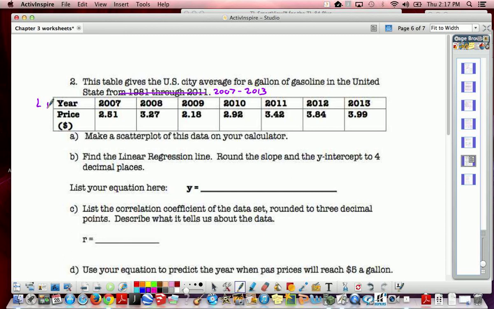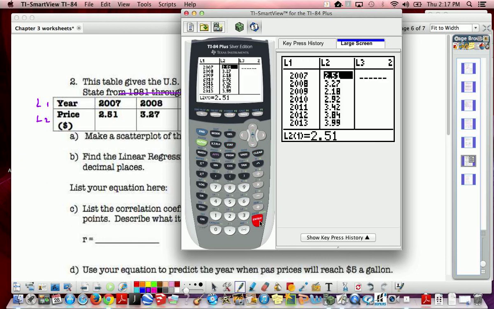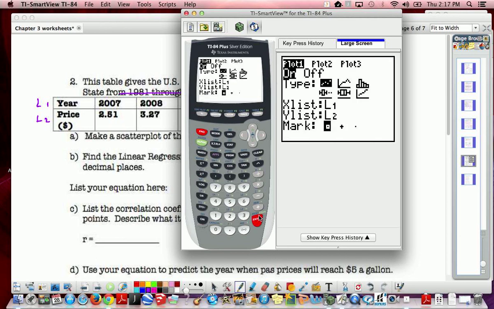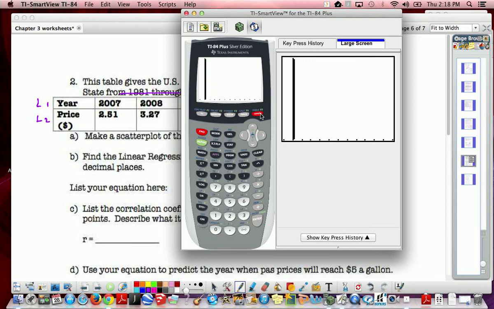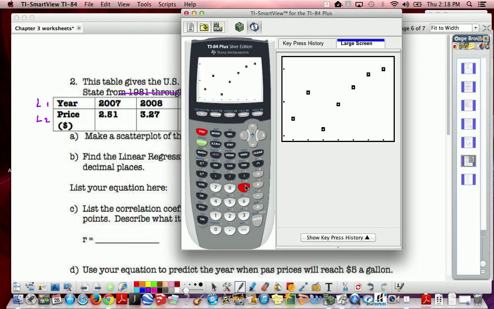So again, enter your data into list 1 and into list 2. You may want to pause the video for a second here. Now, just to show you how I've entered in my data already, if I go to Stat and Edit, my data is already in here. To do the stat plot, I'm going to go to the first one. Mine was on from the last problem that we just did. So I can go ahead and hit graph, but again, it's not going to show up until I go Zoom 9. And there's my data.